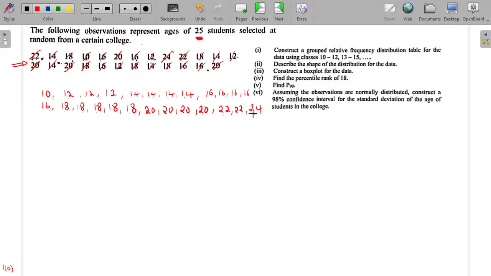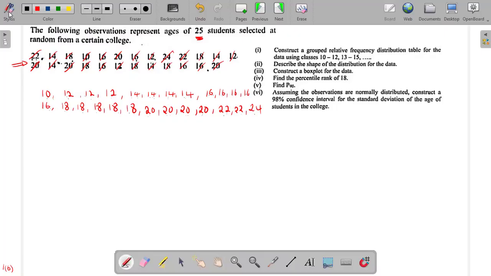Okay, so I've ordered my data and now I can start answering the questions. So the first one, number 1, says construct a grouped relative frequency distribution table for the data using the classes 10 to 12, 13 to 15. So you can see that the width of each class will just be 3, because the width, you get it vertically.